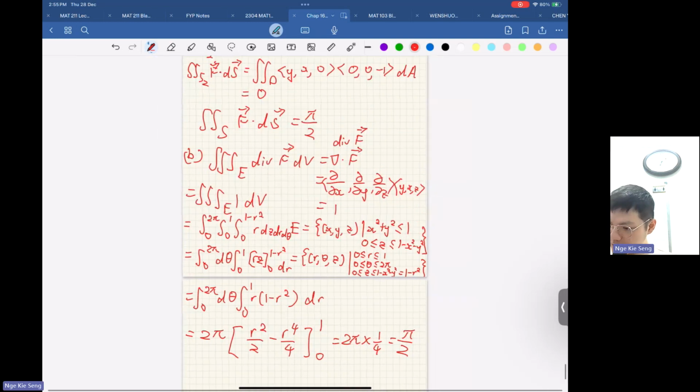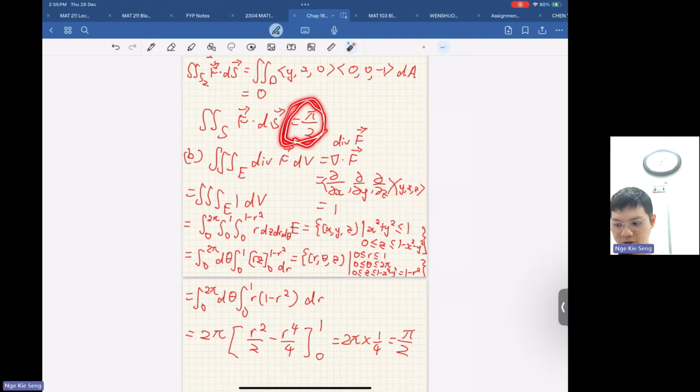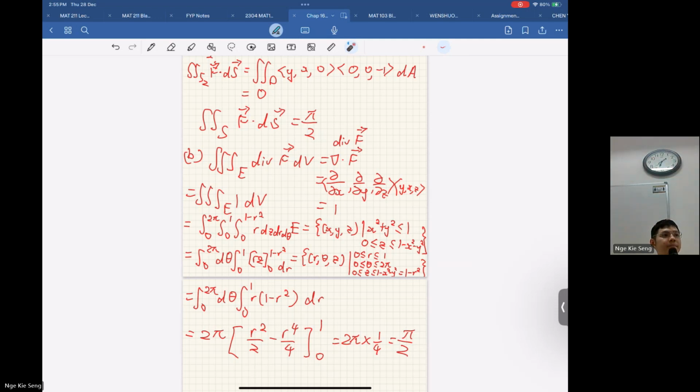And then previously we also got pi over 2 contribution from the x1 surface.